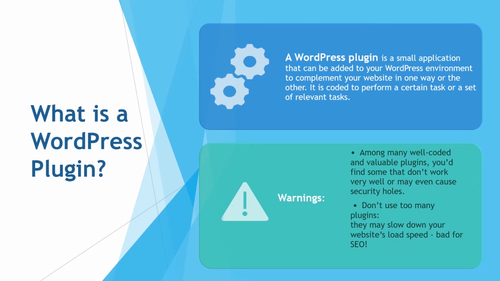As I said earlier, today we'll be working with the All-in-One SEO plugin. But what is a WordPress plugin? A plugin is a relatively small application that can be added to your WordPress environment to complement your website in one way or the other. It is coded to perform a certain task or a set of relevant tasks. WordPress is an open source project, which means that the software developers all over the world are able to contribute to it. And they do. Therefore, WordPress offers thousands of design themes and lots of plugins.